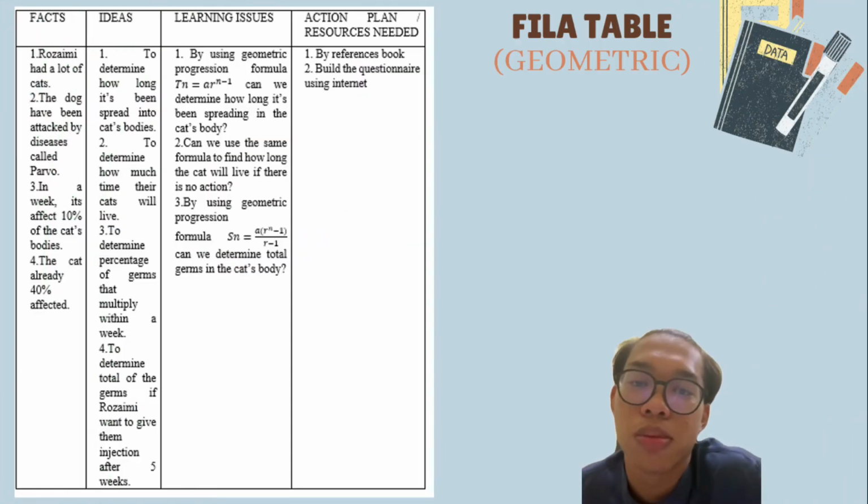For the problem of geometric progression, Razaimi had a lot of cats. He noticed one of the cats behaved weirdly, so he decided to bring it to the vet. Unfortunately, the cat had been attacked by a disease called parvo. In a week, 10% of the cat's body is affected. The second time he checked, after a week, it had already increased to 20%.